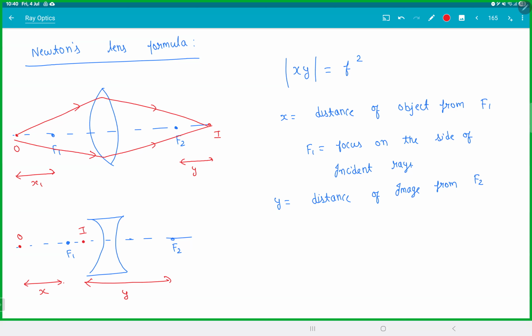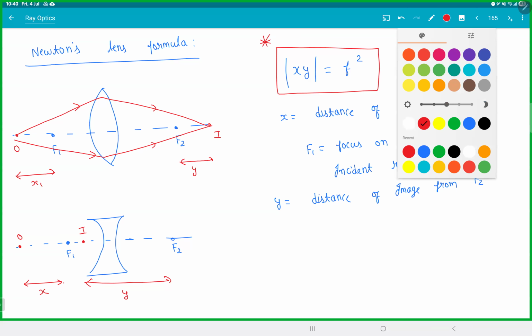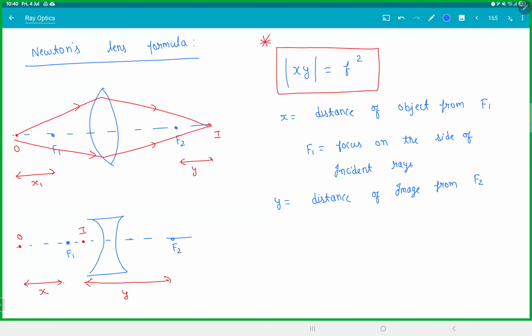That's it. Newton's lens formula. There's nothing much there, but do remember there have been instances where they ask the question directly. The distance from the focus is 4 and 5 centimeters. Find focal length. If you know it, you'll get it easily, or else you have to derive the whole thing. Clear with this? Yeah, that's a bit about lenses.